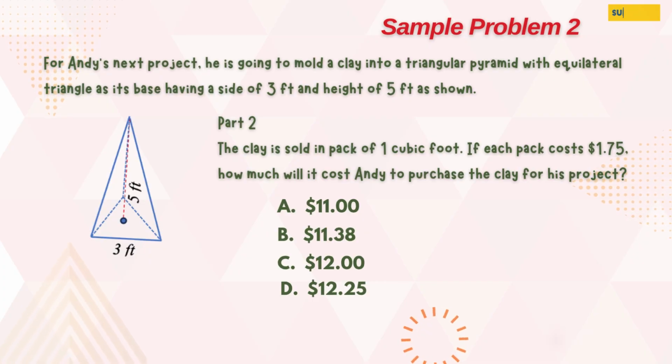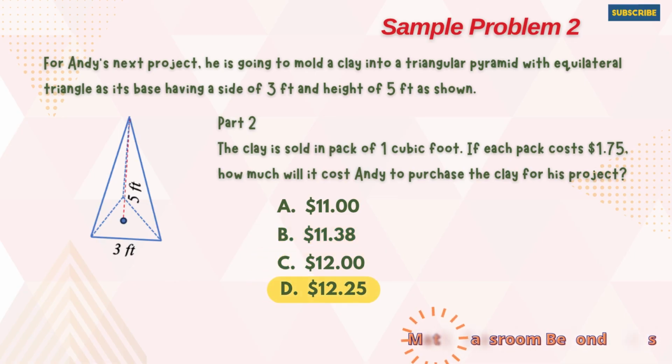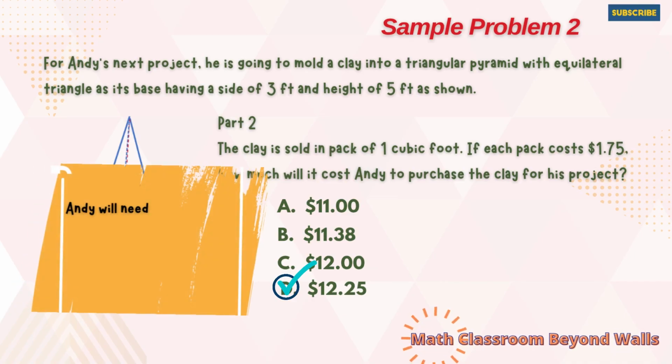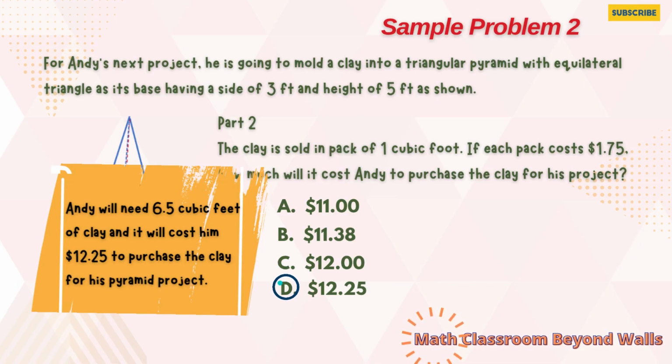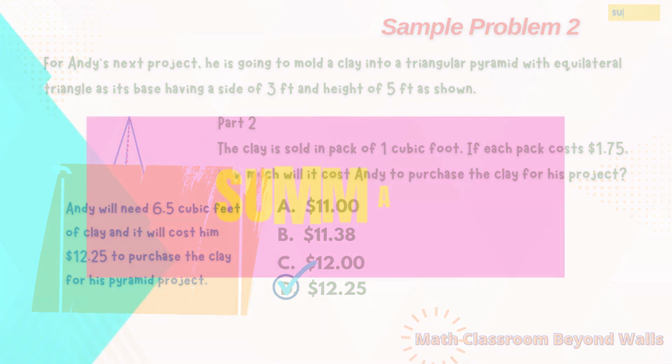So, what is our answer, learners? Is it option A, option B, option C, or option D? Okay, so the answer is option D. Thus, Andy will need 6.5 cubic feet of clay, and it will cost him $12.25 to purchase the clay for his pyramid project. That was again easy. There you are, learners. I hope you acquired lots of learnings in today's video.